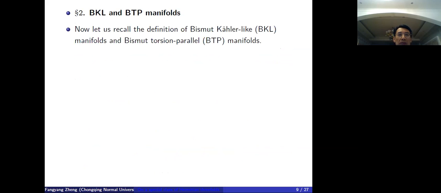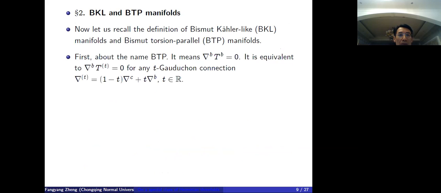Okay, so now let's move on to the second part. We are interested in two types of special Hermitian manifolds. One is what we call BKL, Bismut Kähler-like. The other one is Bismut torsion parallel. Because these names are so long, we use acronyms. BTP means the torsion is parallel with respect to the connection itself.